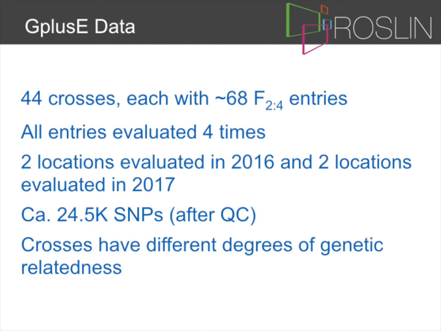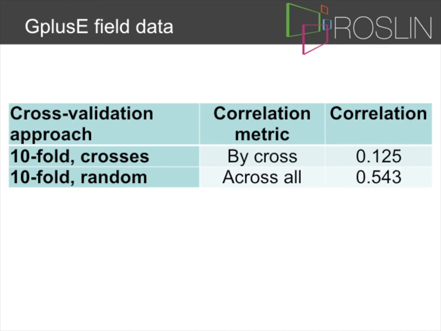We then analyzed this data, and the first result I'll show you is if we calculated the accuracy by doing a standard cross-validation where we just randomly sampled from across the whole data set and predicted it, we got an accuracy of 0.54, which is interesting, but of course this is biased upward by having structure and family mean differences embedded within it. If we then masked individual crosses and used the rest of the data to predict those crosses, the accuracy was much lower, of order 0.125.